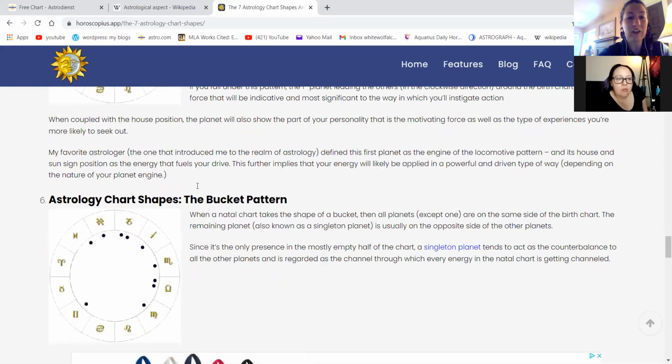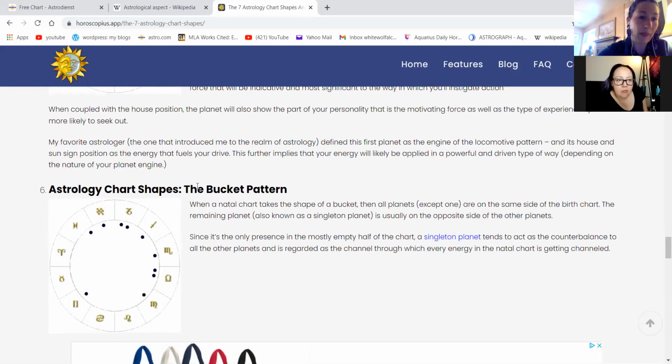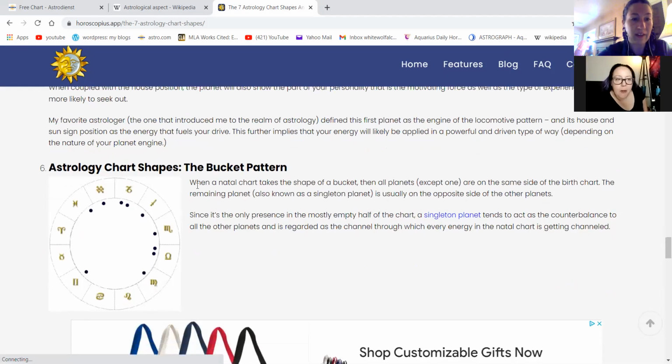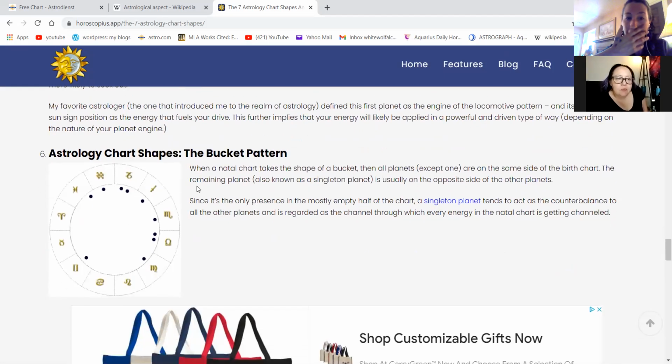And we have the bucket chart. The bucket pattern is literally like this one planet over here is pulling everything else. So when a natal chart takes on the shape of a bucket, then all planets except one are on the same side of the birth chart. The remaining planet, also known as the singleton planet, is usually on the opposite side of the other planets.